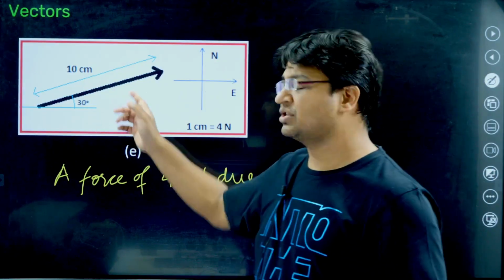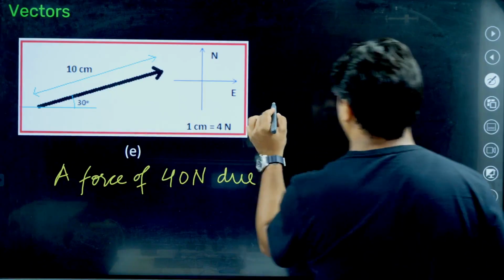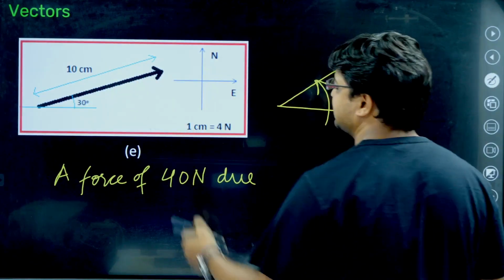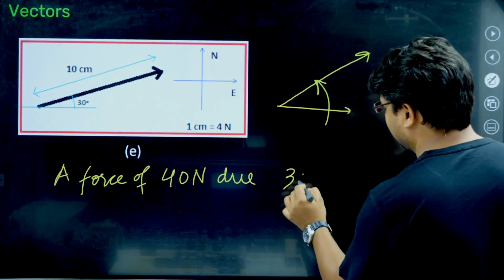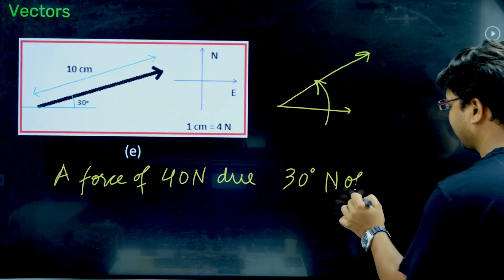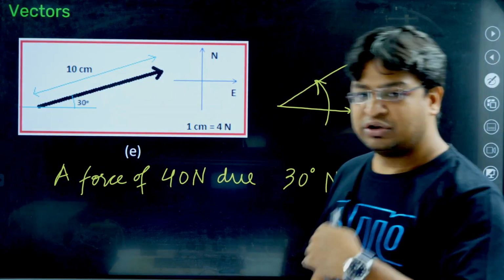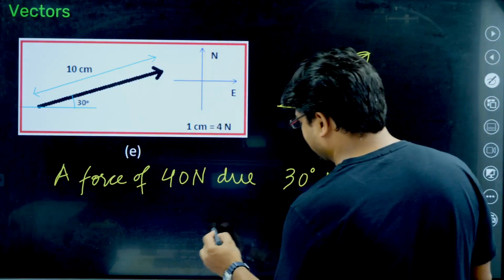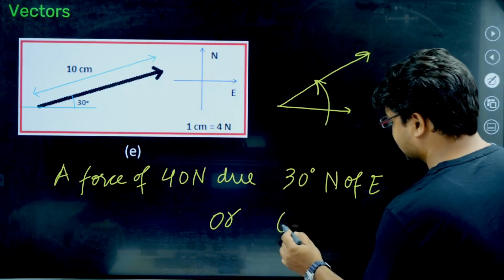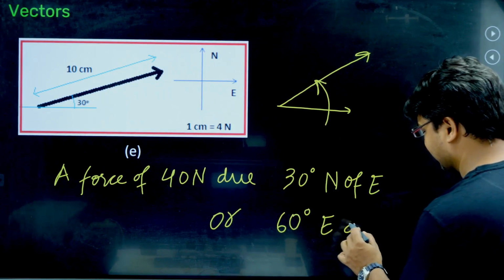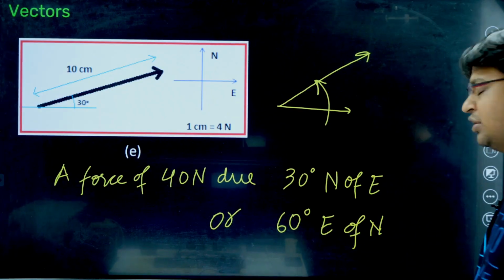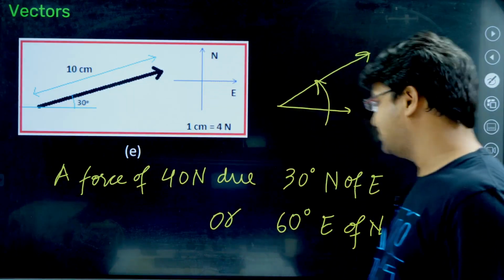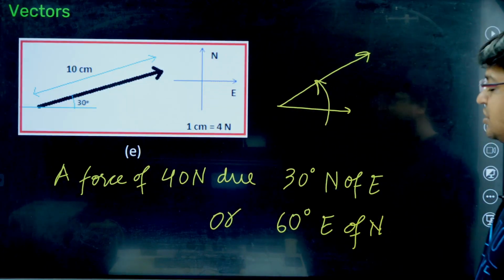How can we describe this direction? From the east direction, if we go 30 degree towards north, then we end up in this direction. So we can call it due 30 degree north of east. That means from east you move 30 degree towards north, then you will end up in this direction. Or the other way to write it is 60 degree east of north. You can start from north and turn 60 degree towards east, so 60 degree east of north. This is the second way to represent it.